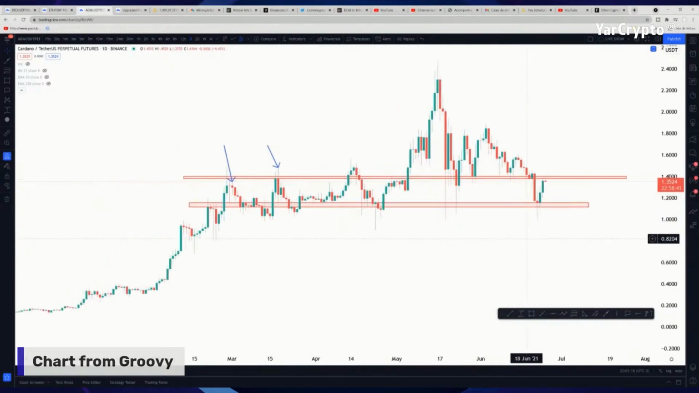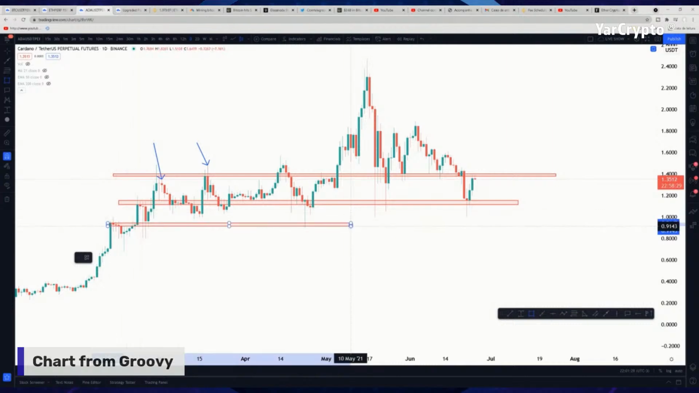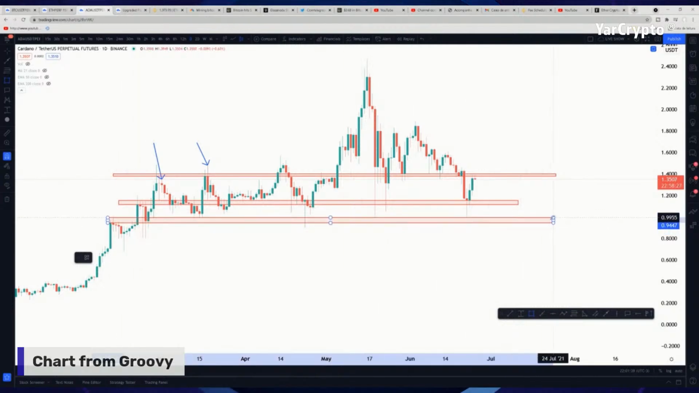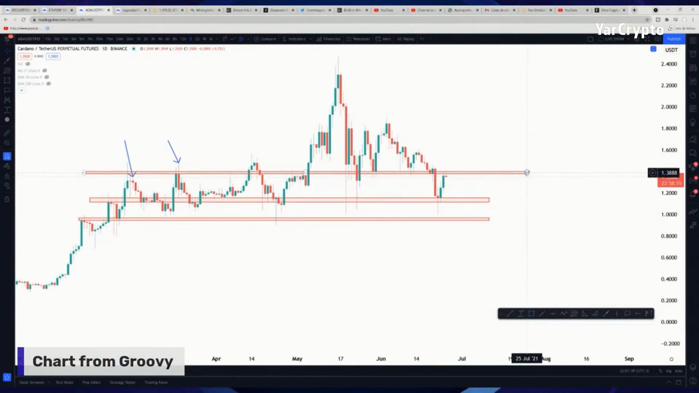So if you look here, this area and this cluster here as well, and then for a do or die level, kind of bottom range would be this one, which is the 96 cents level. So yeah, we have some pretty clear levels as well for ADA here.